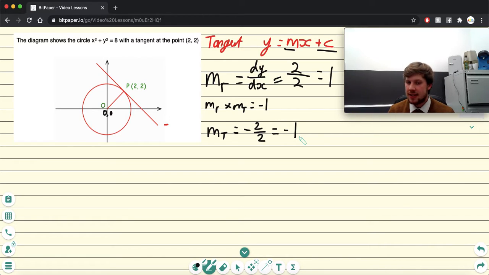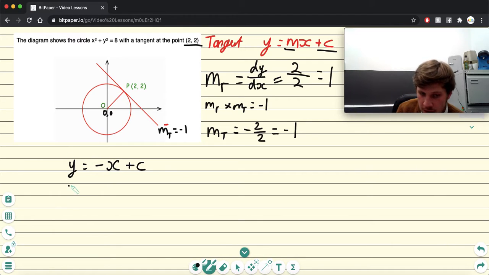Now, in terms of my tangent line, I know the gradient: for m of t, my gradient is -1. So I'm going to use this formula and substitute in -1, and my tangent line looks something like this. The next thing I need to know is my intercept. To work this out, I'm going to substitute the coordinates 2, 2 into this equation. My y value is 2, my x value is -2 plus c. Rearranging, I get c is equal to 4.